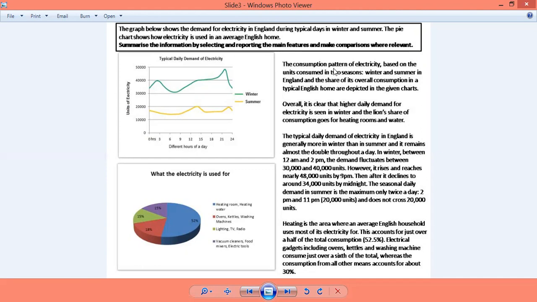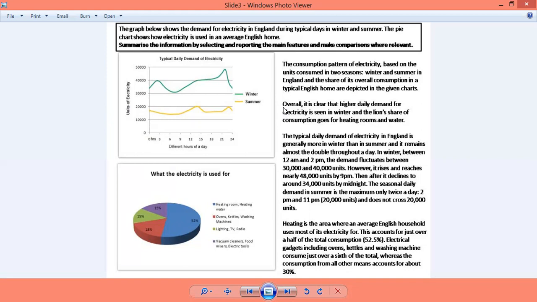Let us read. The consumption pattern of electricity based on the units consumed in 2 seasons, winter and summer, in England, and the share of its overall consumption in a typical English home are depicted in the given charts. You can see that the meaning has stayed the same. सिर्फ words बदल गए हैं और order बदल दिया है हमने. That is it. You can see that demand for electricity has been changed to consumption pattern of electricity. Generally देखें तो demand और consumption दोनों का dictionary meaning अलग है, but if you see over here, it can be used one word instead of the other one.